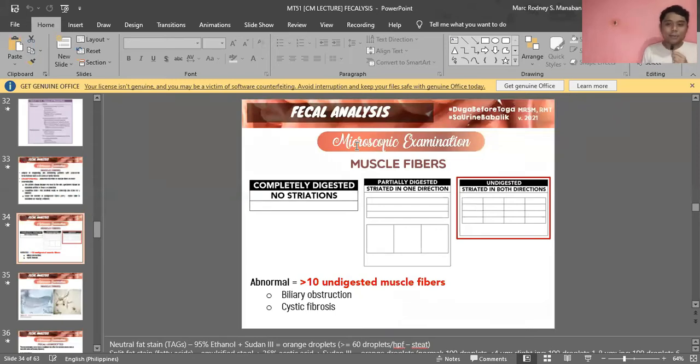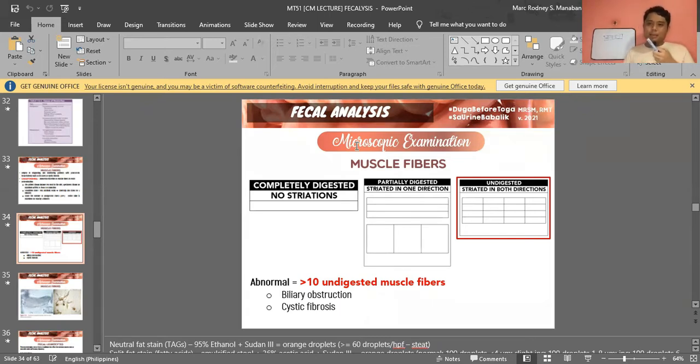So kung completely digested siya, dapat imong muscle fiber kay clean ang appearance, wala siya striations, meaning wala siya mga lines, okay? Pero kung partially digested, iyahang direction of the striation kay one direction. It's either vertical or horizontal lang. Ayan. So one ra gyud. Pero ang atong ganahan is the undigested, which is imuhang muscle fibers iyahang striation kay both vertical and horizontal. Ayan. So it goes in both directions. And muna siya atong lantawon and muna siya atong i-count, okay, in the entire cover slip. If the number is greater than 10 undigested muscle fibers, then that's positive for creatorrhea, okay? And it's indicative of possible pancreatic insufficiency or cystic fibrosis or pwede pong biliary obstruction.